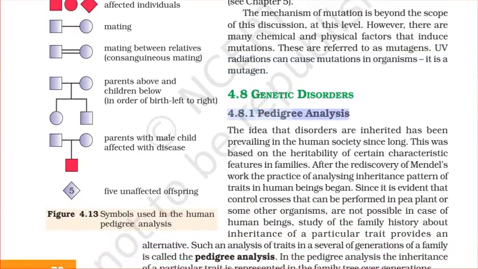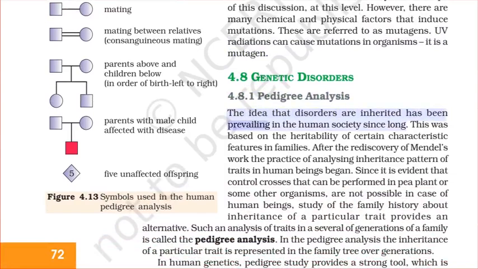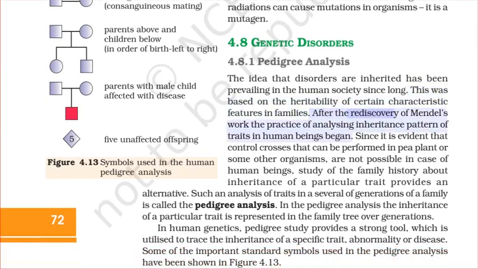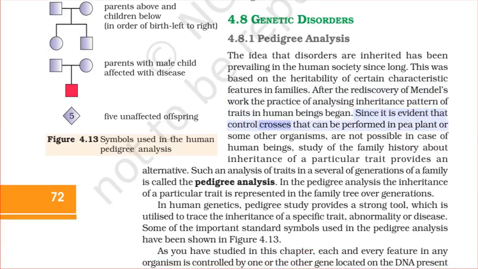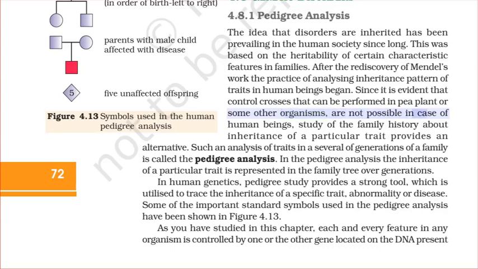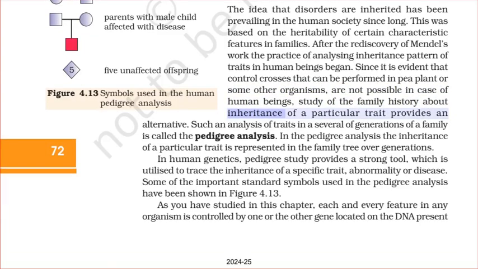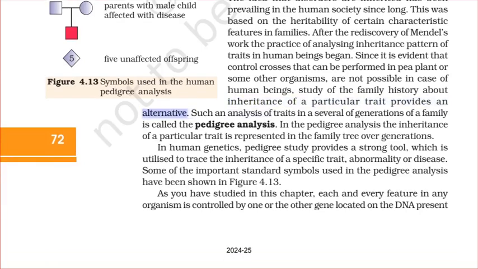Genetic disorders. Pedigree analysis. The idea that disorders are inherited has been prevailing in human society since long. This was based on the heritability of certain characteristic features in families. After the rediscovery of Mendel's work, the practice of analyzing inheritance pattern of traits in human beings began. Since it is evident that controlled crosses that can be performed in pea plant or some other organisms are not possible in case of human beings, study of the family history about inheritance of a particular trait provides an alternative. Such an analysis of traits in several generations of a family is called the pedigree analysis.